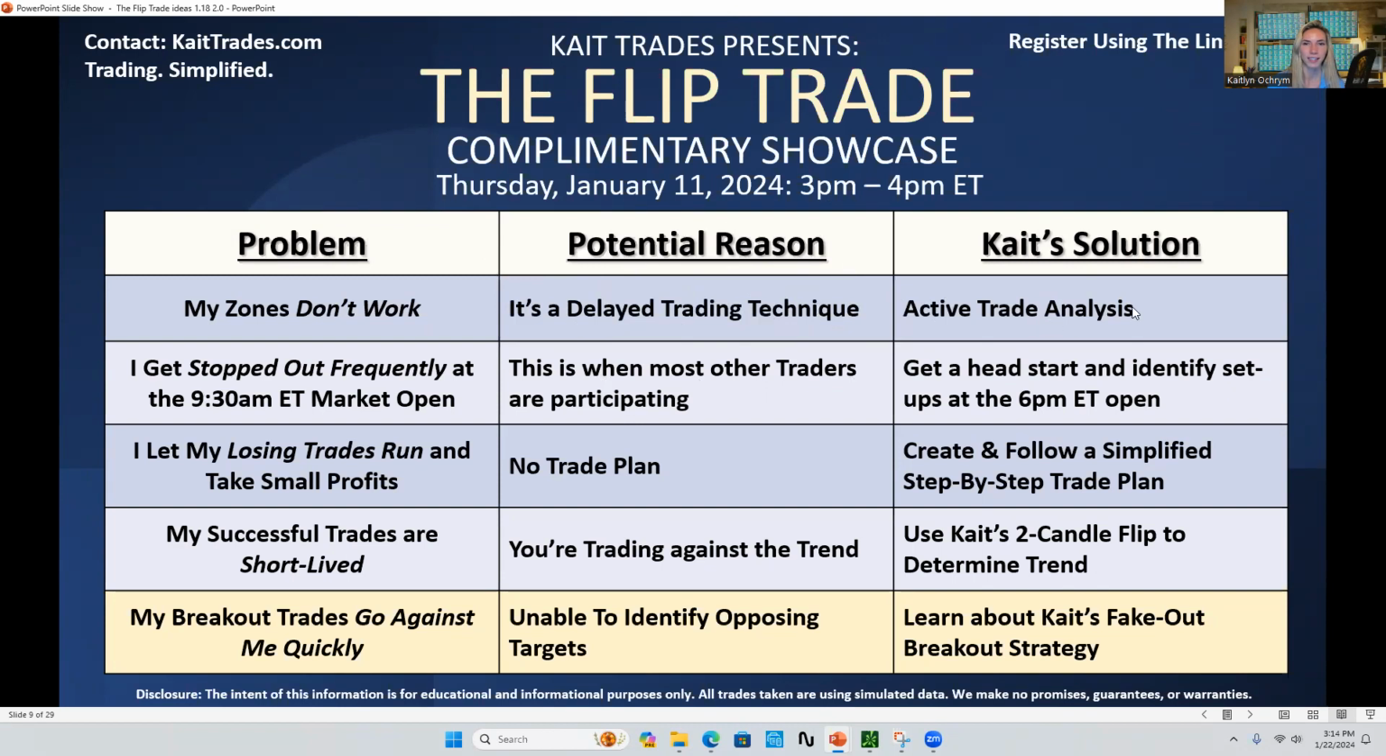So what I found as far as a solution, because I found that zones really didn't work for me when I learned them through another trading school, is that I needed a more active trade approach. This is what I learned from someone, and I found it to be a smarter way to trade, getting in sooner and being able to take advantage of what's going on in the markets today versus caring so much about what happened weeks ago or months ago. So it's an active trade analysis that we're focusing on, that 2-candle flip zone.